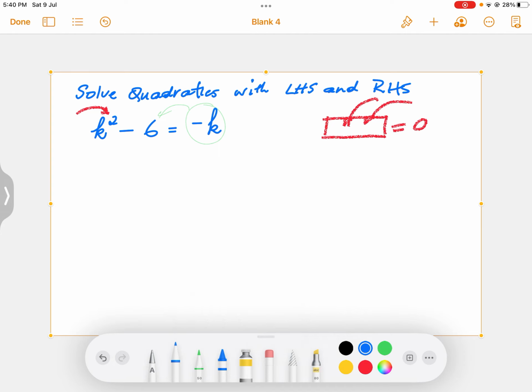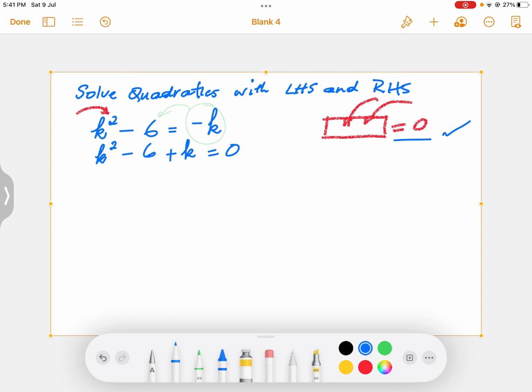You do that whenever you've got x's on each side, or k's on each side. What you don't do, please don't divide. Only take terms across, unless it's rational. So let's take this negative k across, and we've got k squared minus 6. That was already there. And the minus k comes across to be plus k. Now there's nothing on the right-hand side, so we've got this equal to 0.